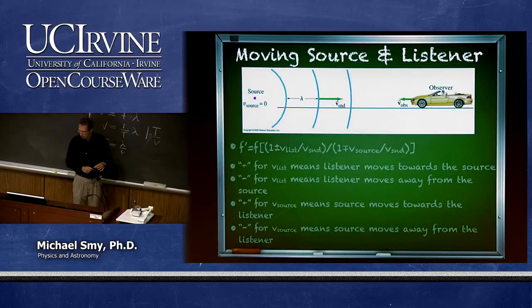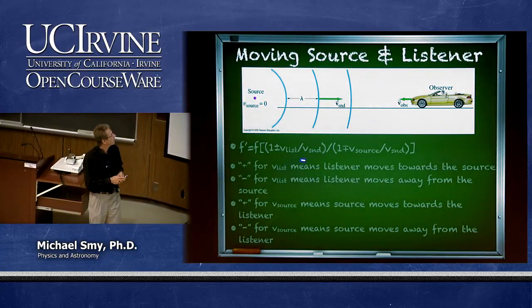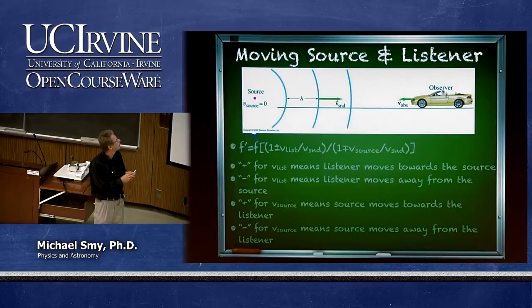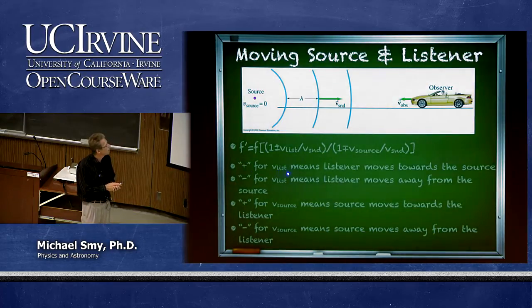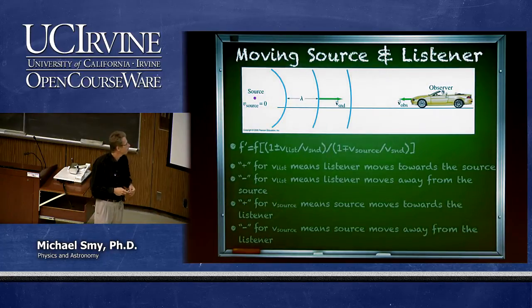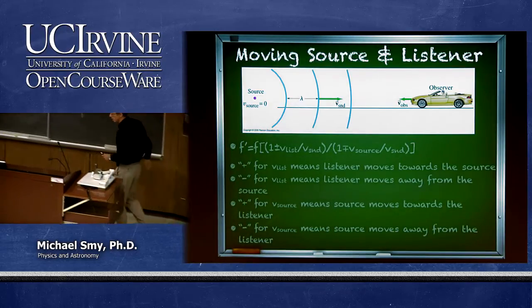So what happens if both the source and the listener are moving? We can combine all four formulas into one. The changed frequency is f times 1 plus or minus v listener over v sound, divided by 1 minus or plus v source over v sound. The plus for the listener means that the listener moves towards the source, and the minus for v listener means that it moves away. And for the source, the plus means that the source moves towards the listener, and the minus means that it moves away from the listener. You basically just have to remember this one formula if you can keep those signs straight.